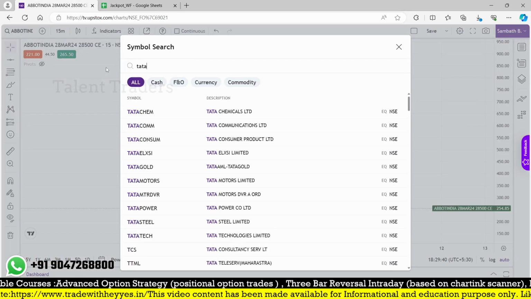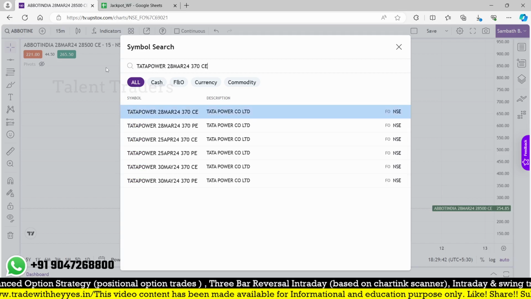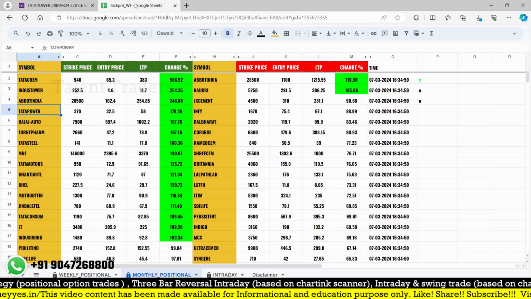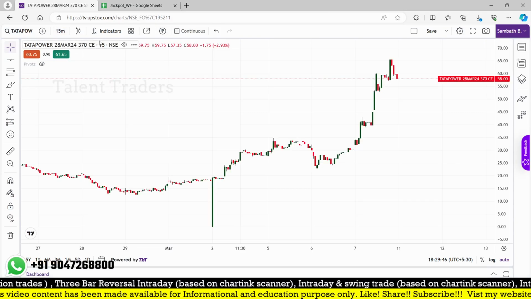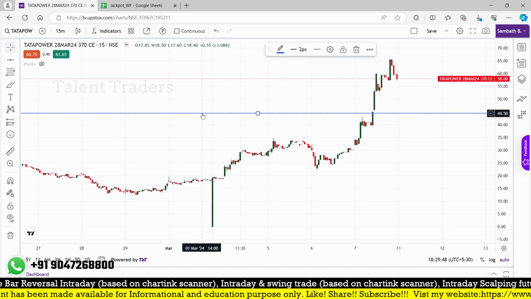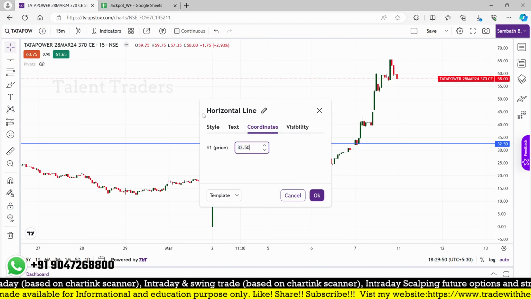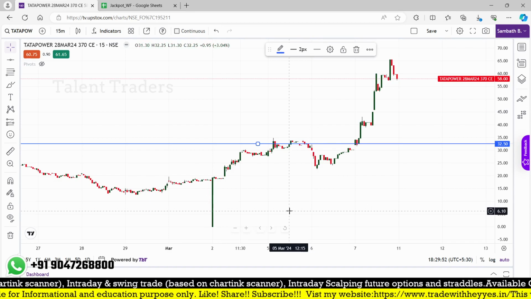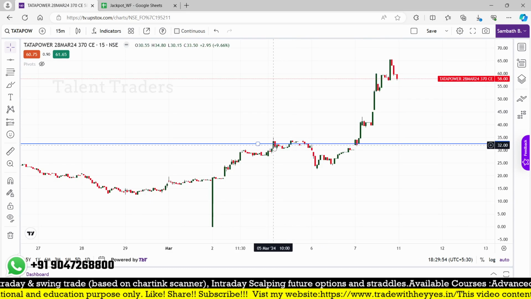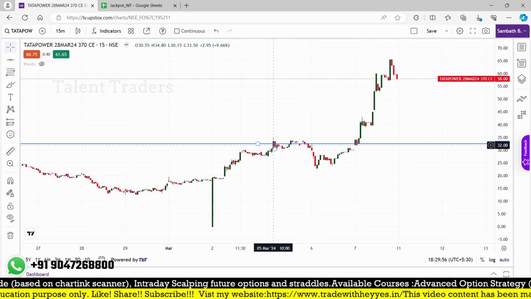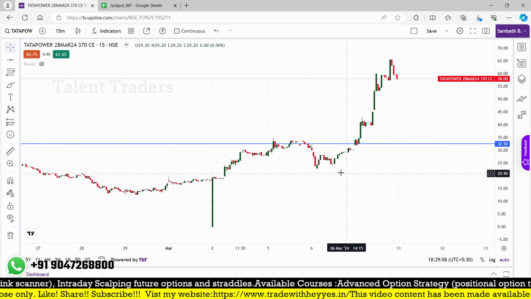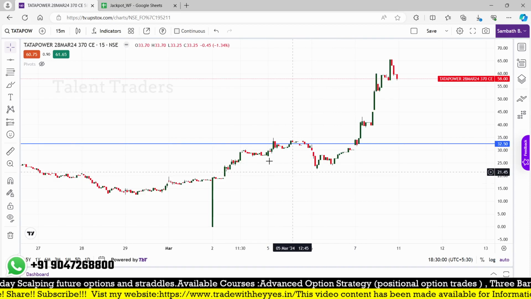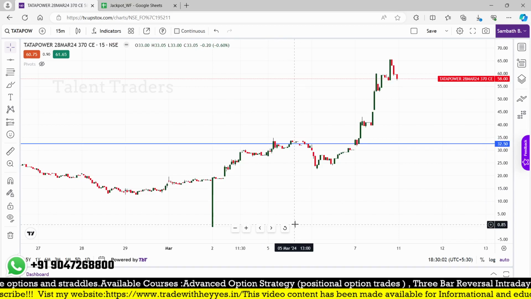I'm talking about Tata Power 370, which is the next strike price, whereas our entry point is around 32.5. So whether it is giving you the opportunity or not: 32.5 is our breakout. So when did we get the 32.5 breakout? The first breakout happened on the 5th of March, and then it did not move and came down to 22. So you know that was not a stop loss trigger.